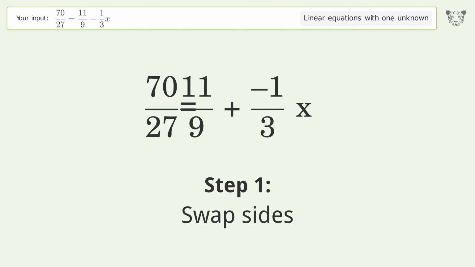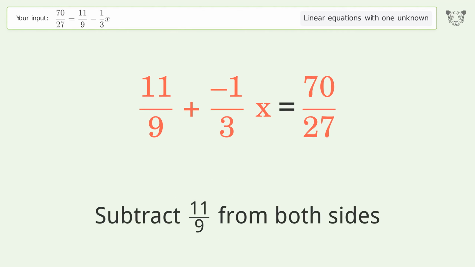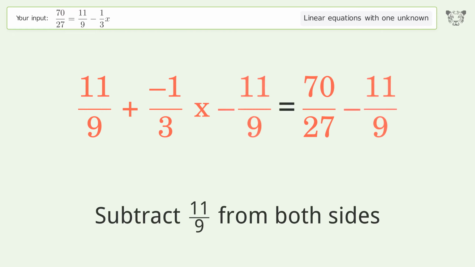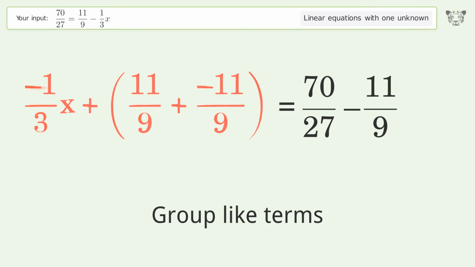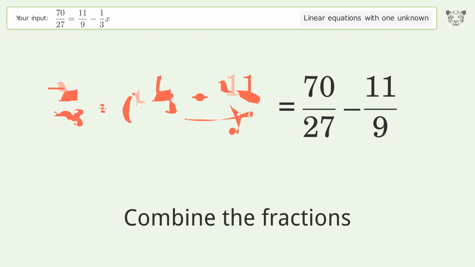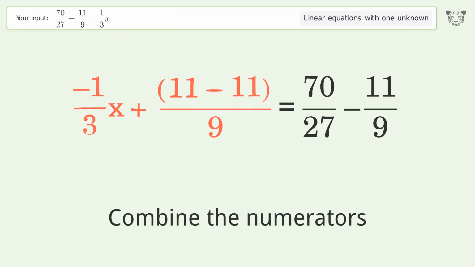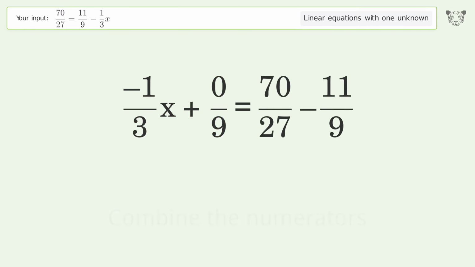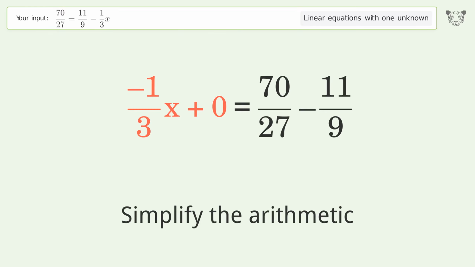Swap sides. Group all constants on the right side of the equation. Subtract 11/9 from both sides. Group like terms. Combine the fractions. Combine the numerators. Reduce the zero numerator. Simplify the arithmetic.